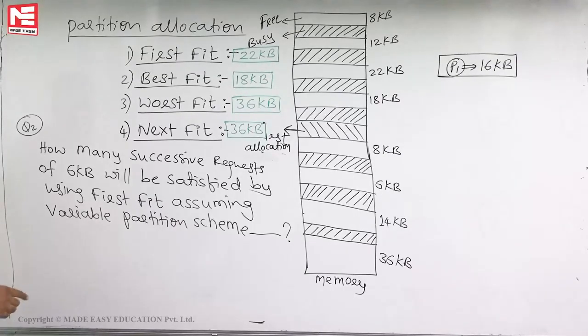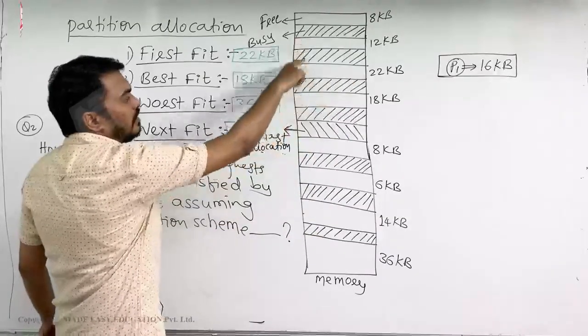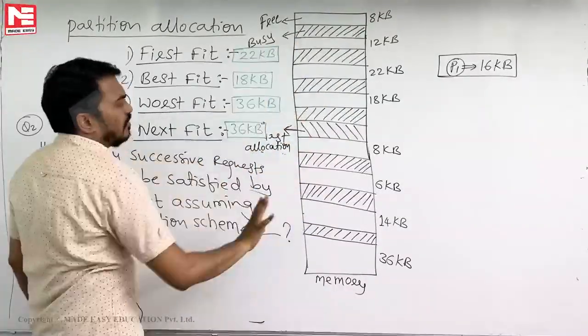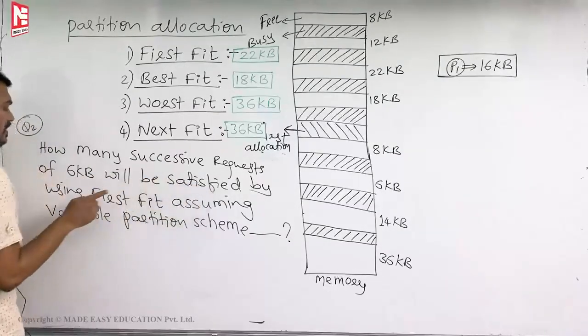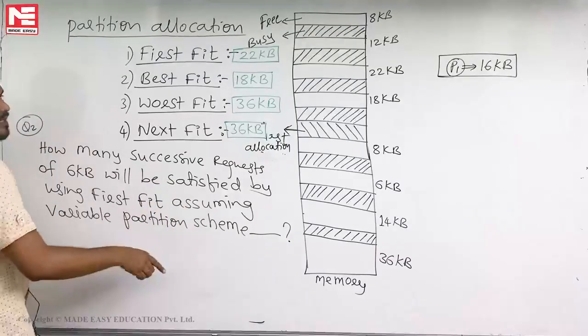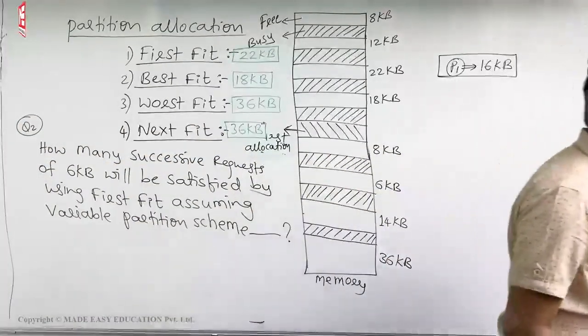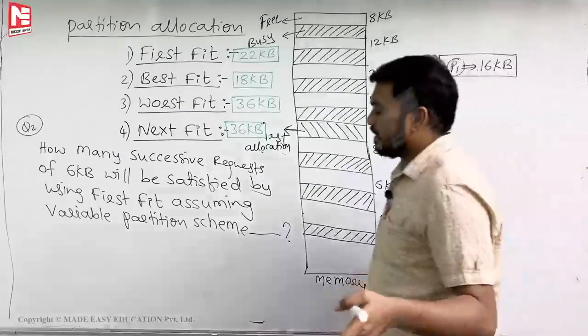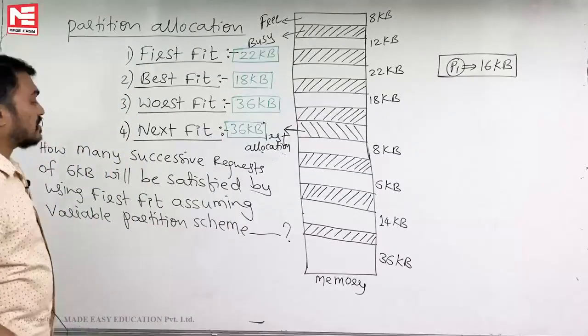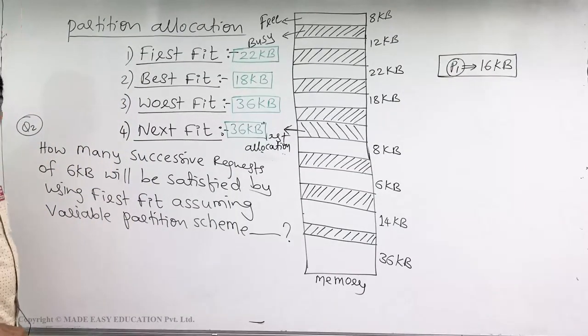Copy the question properly first. How many successive requests of 6 KB will be satisfied by using first fit, assuming variable partition scheme. This is completely empty, same diagram. Remember, we did not accommodate P1, same diagram as I said. Think carefully and answer. If you are solving, then pass it properly, don't look at the solution.